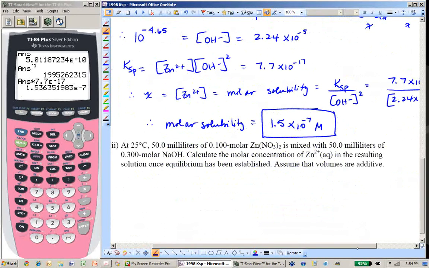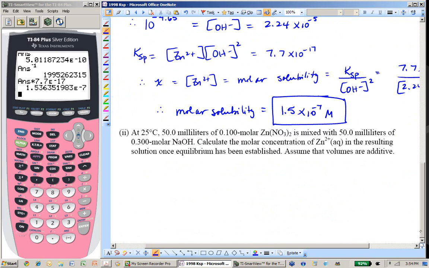All right. And then finally, let's finish this little devil off. At 25 degrees Celsius, 50 milliliters of 0.1 molar zinc nitrate is mixed with 50 milliliters of 3 molar sodium hydroxide. Well, I can just eyeball that and go, 0.1, 0.3, that is not a 1 to 2 ratio, is it? That's a 1 to 3 ratio. Somebody's a limiting reactant. Somebody's going to be in excess. Calculate the molar concentration of zinc ion in the resulting solution once equilibrium has been established.